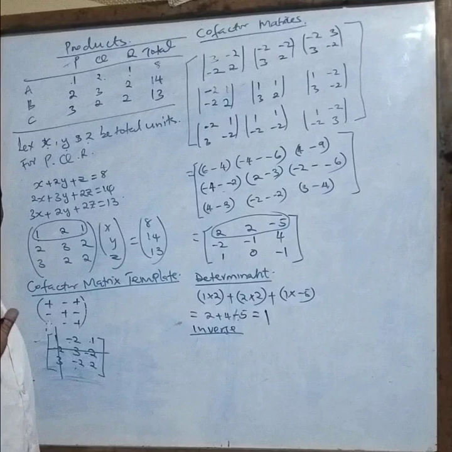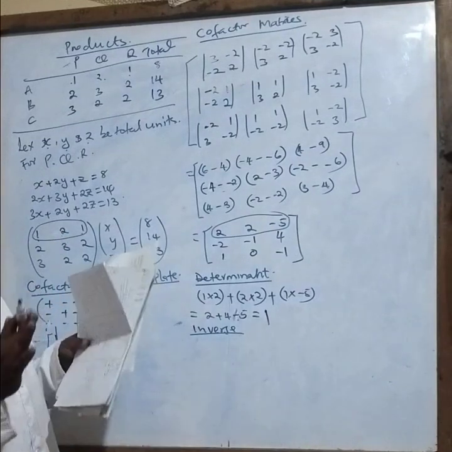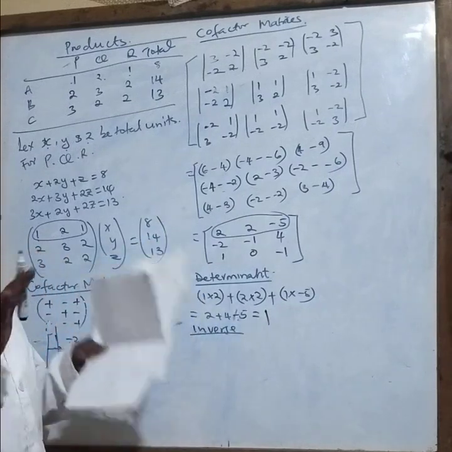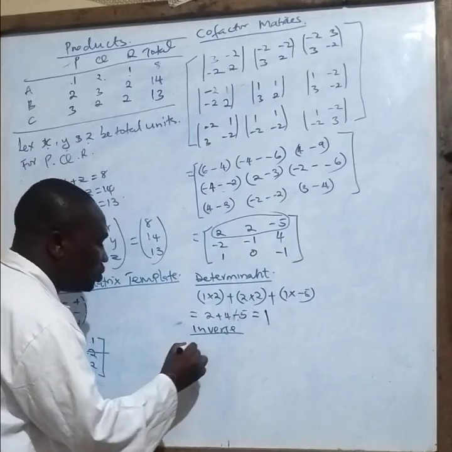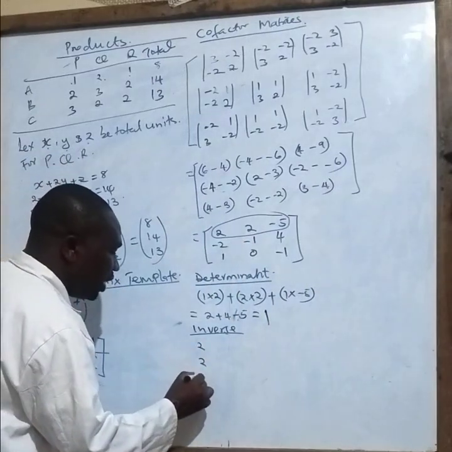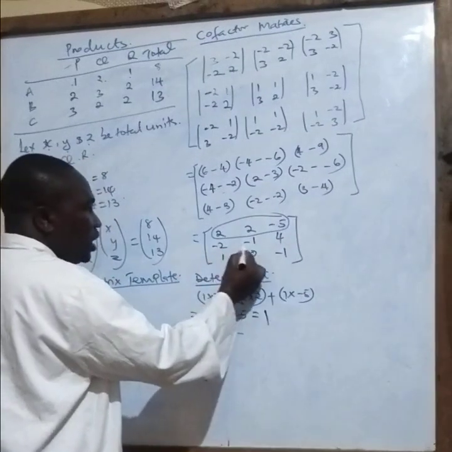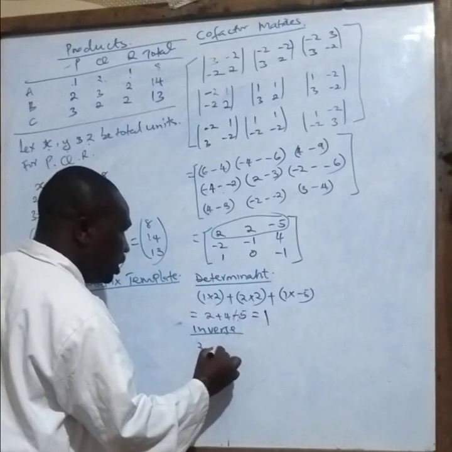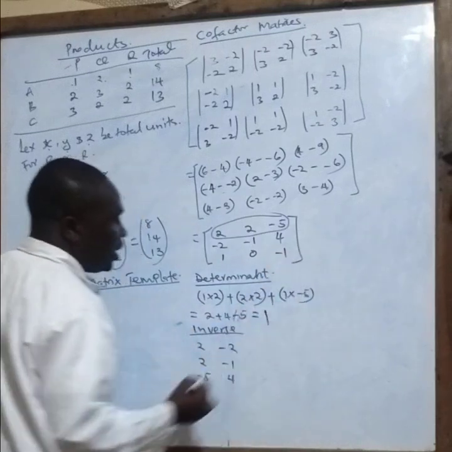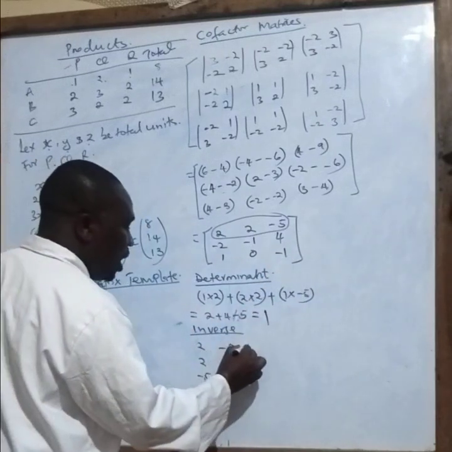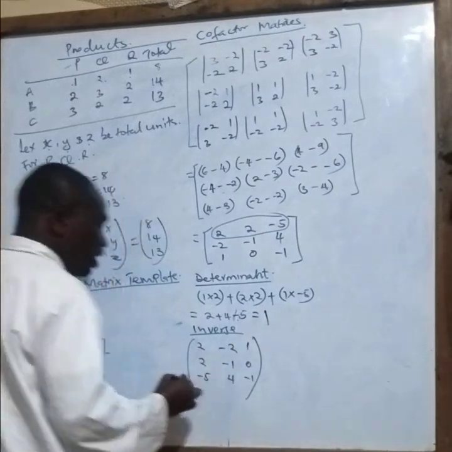But remember, we said you do what we call the transpose. For you to get the inverse, you interchange the columns and the rows. So this row, put it as a column, which gives you 2, 2, negative 5. This row here is negative 2, negative 1, positive 4. The last row will give you 1, 0, and negative 1. So that is your inverse.